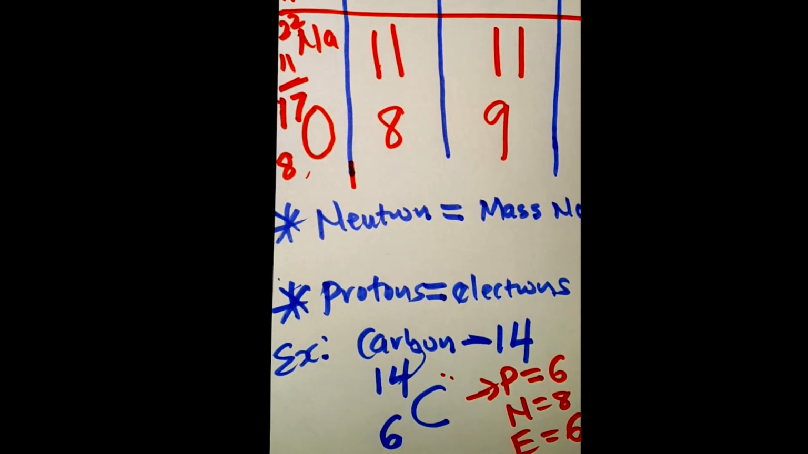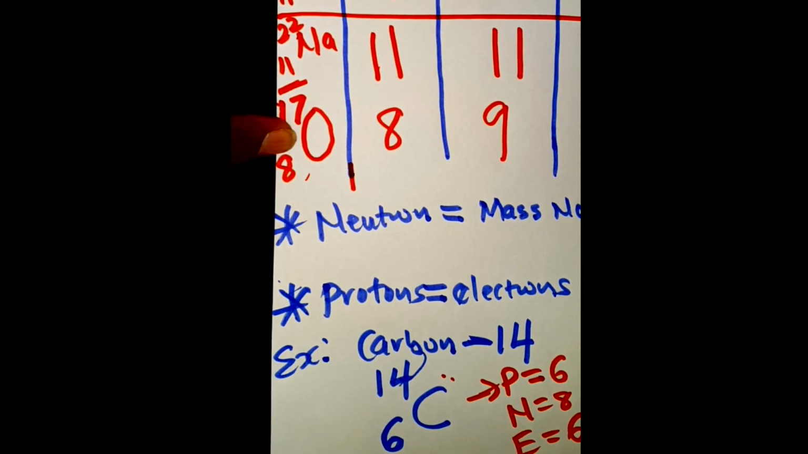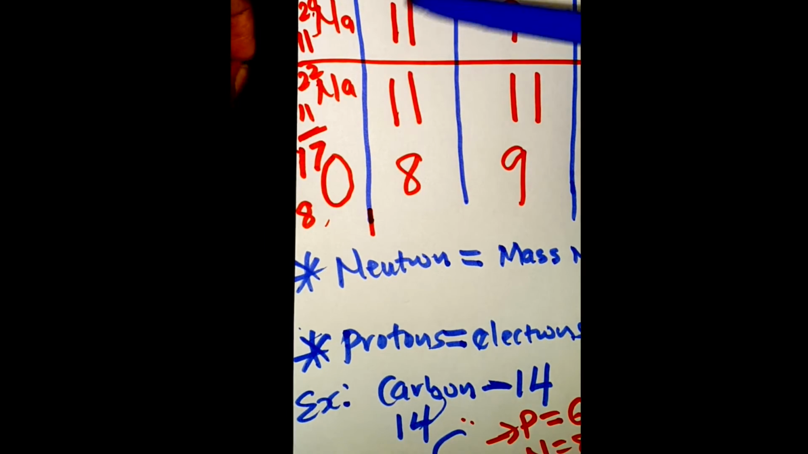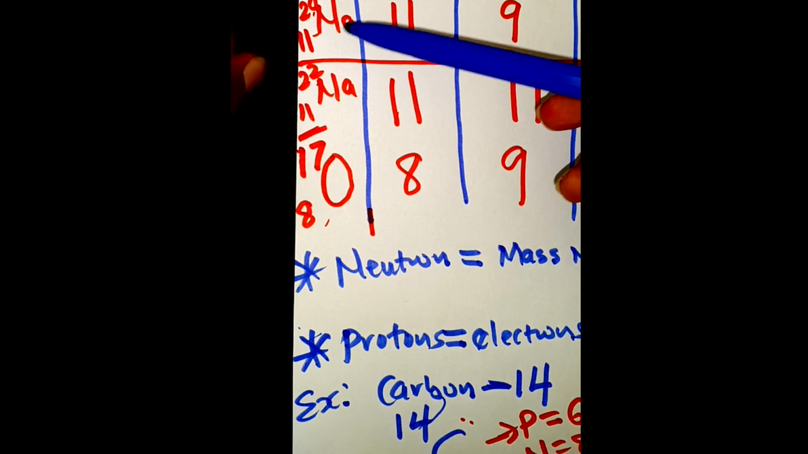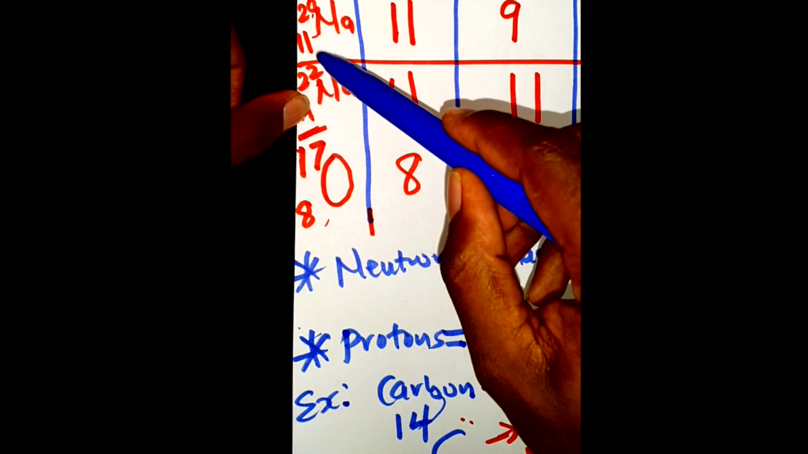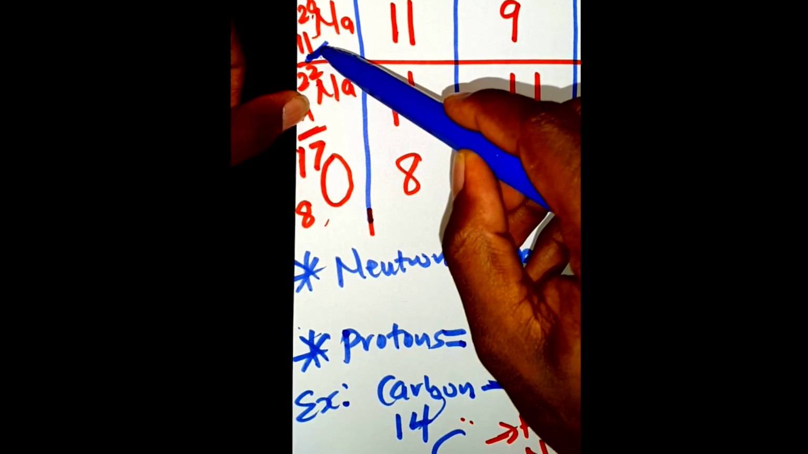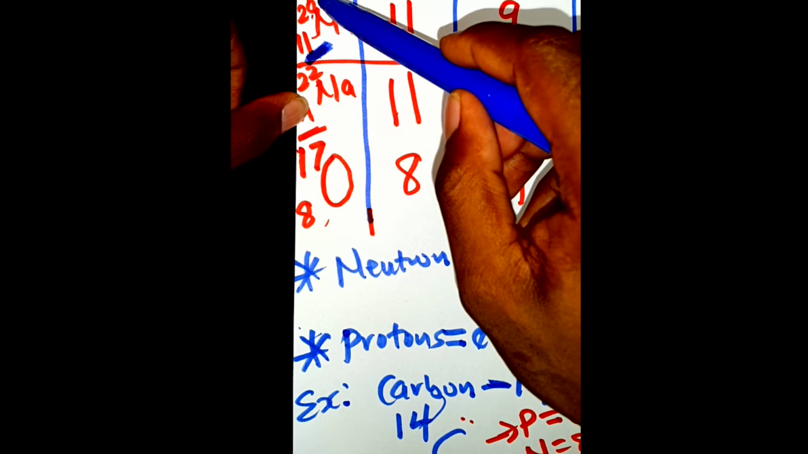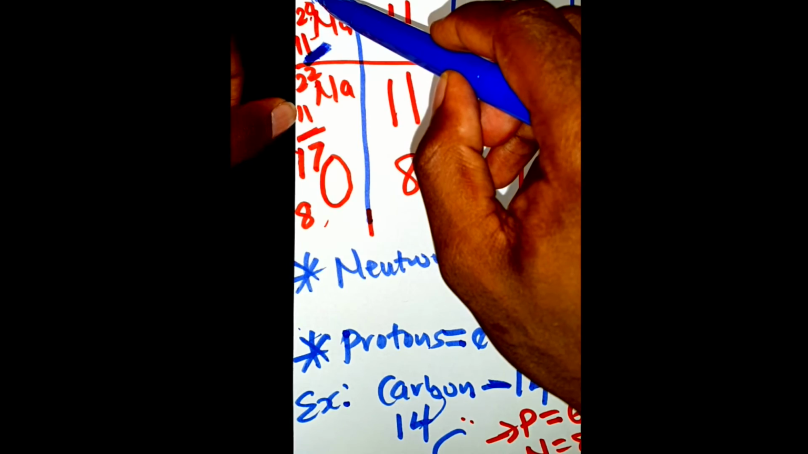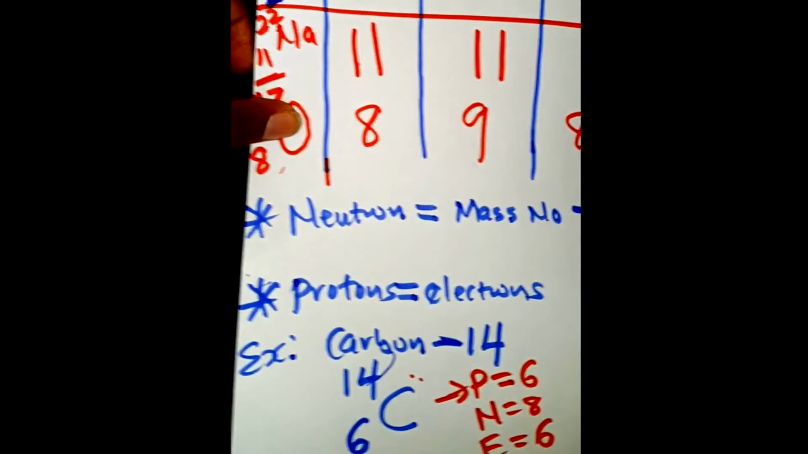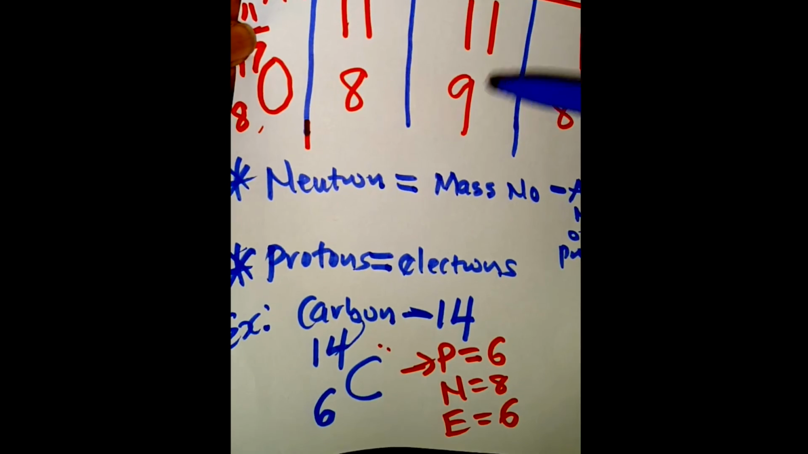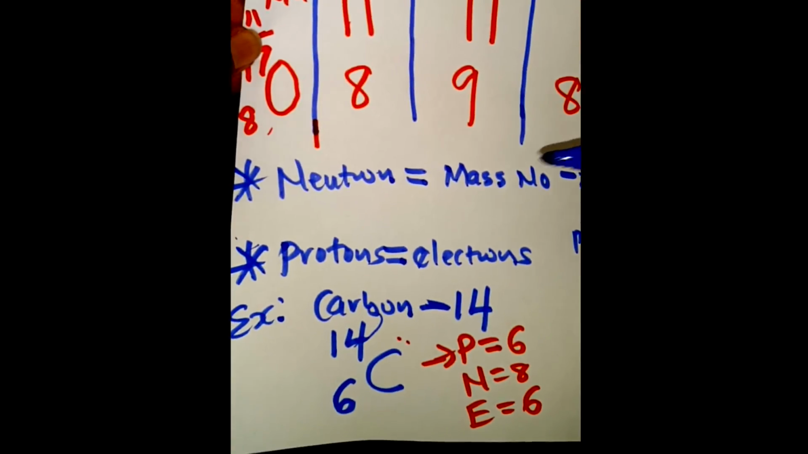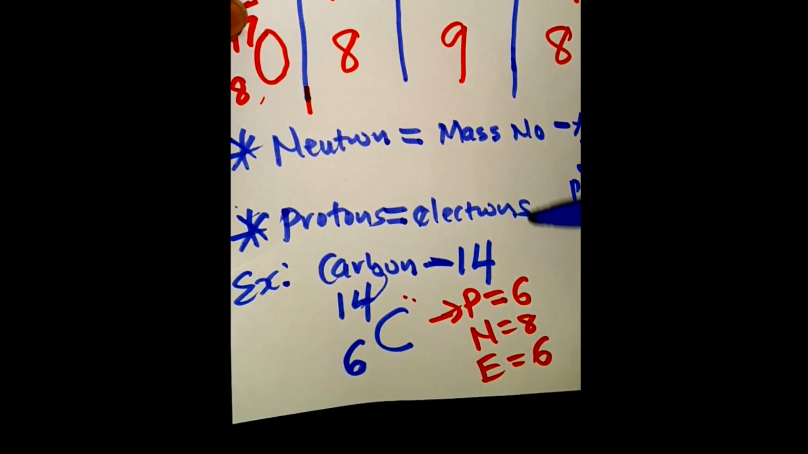So what have I explained so far? I talked about protons, neutrons and electrons. If you are given any element, like here sodium is given, have it in mind that proton is always here, or the atomic number. You can call it atomic number or proton. And have it in mind that the mass number is always at the top. And always also have this formula in mind. Neutron is equal to the mass number minus atomic number, or the protons. And proton is always equal to electrons.